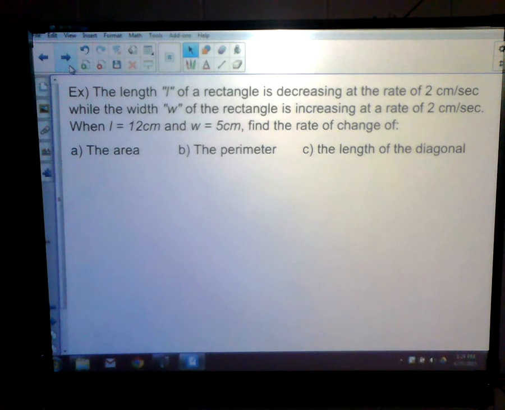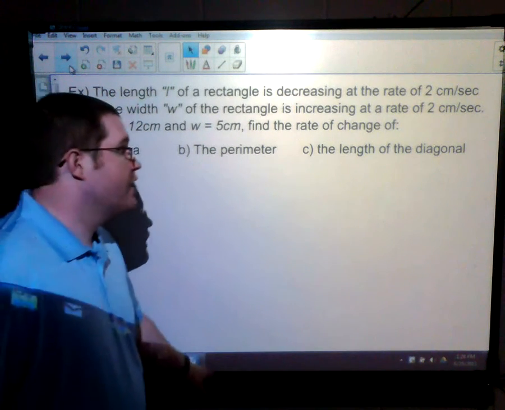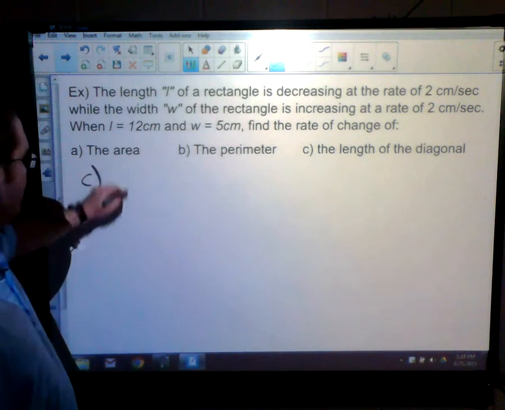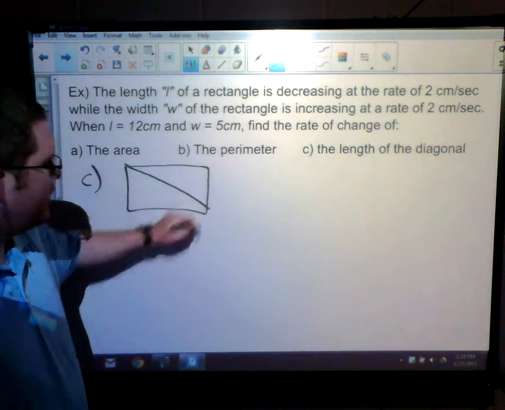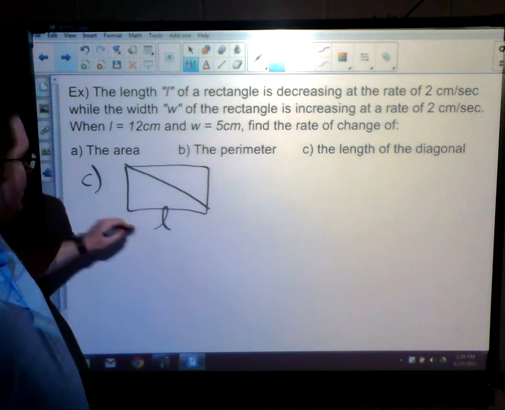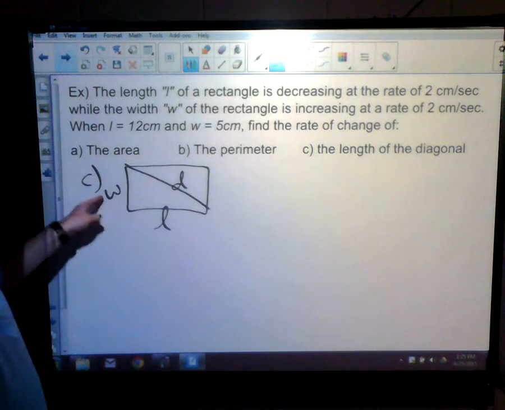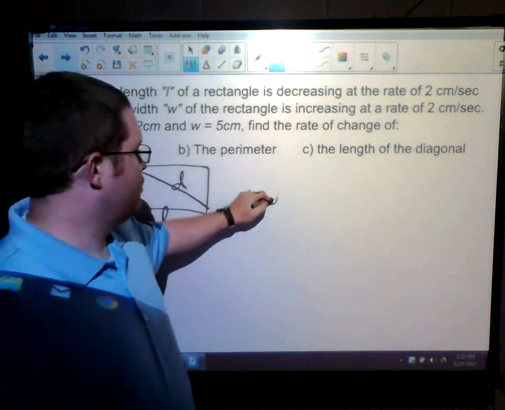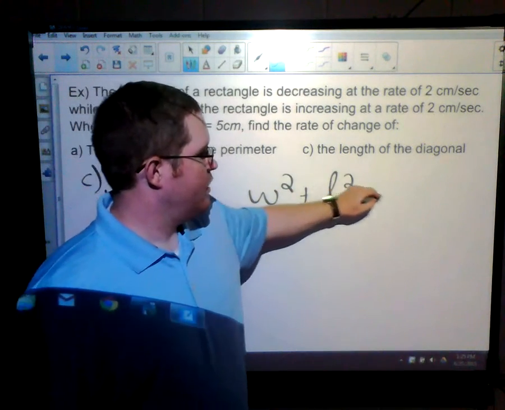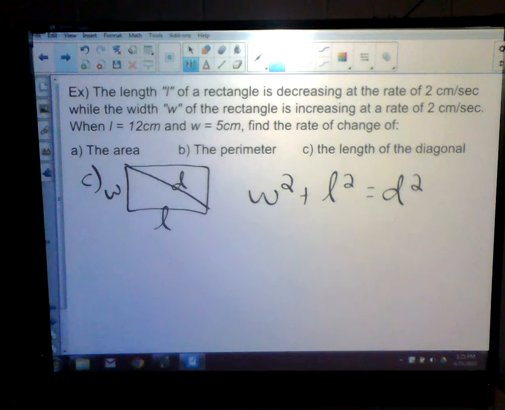Part C. Part C is a good problem because it does not give you all the information you need. A lot of the ones you're going to see are like this, where there's not all the information given. The length of the diagonal. What do I mean by diagonal? Well, here's a rectangle, and that's a diagonal. You can call that the length, the width. I'm going to call that the diagonal. What's the relationship there? I don't have a formula for diagonal, but if you're smart, you can see some sort of relationship to relate these three things together. And it's W squared plus L squared equals D squared. Okay? Time to take a derivative.